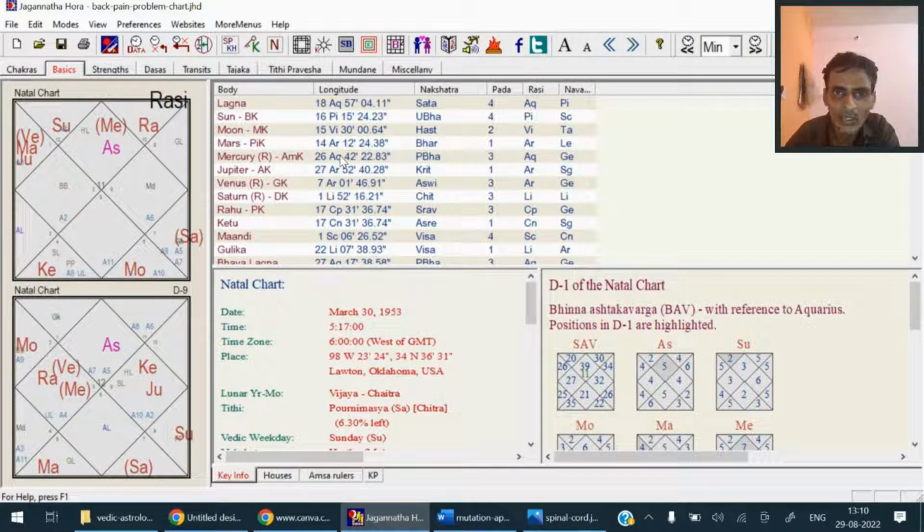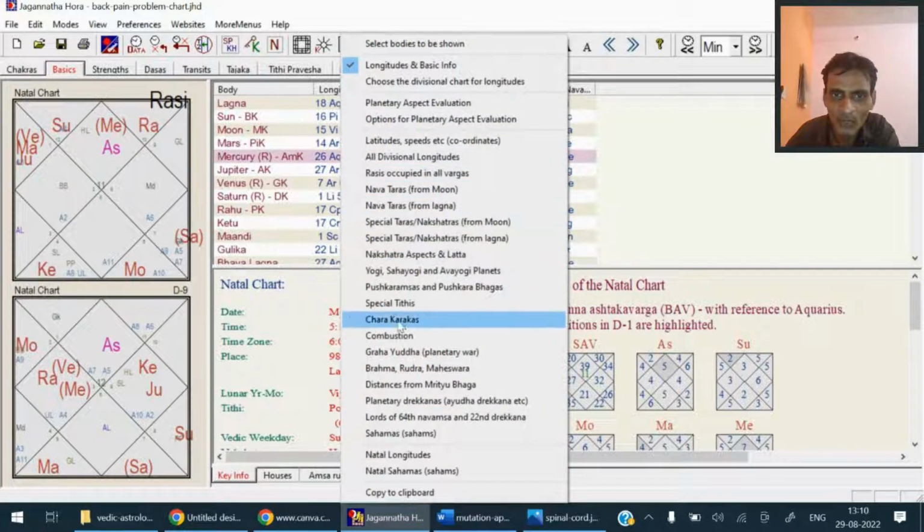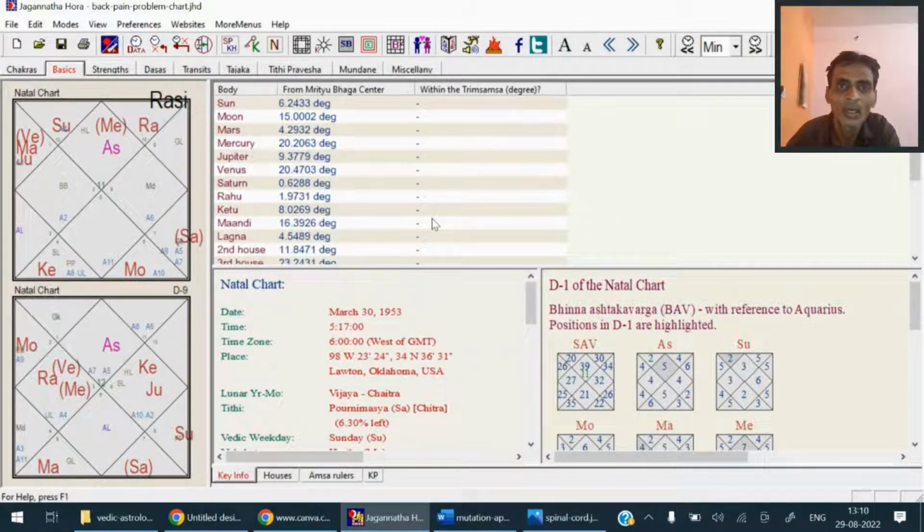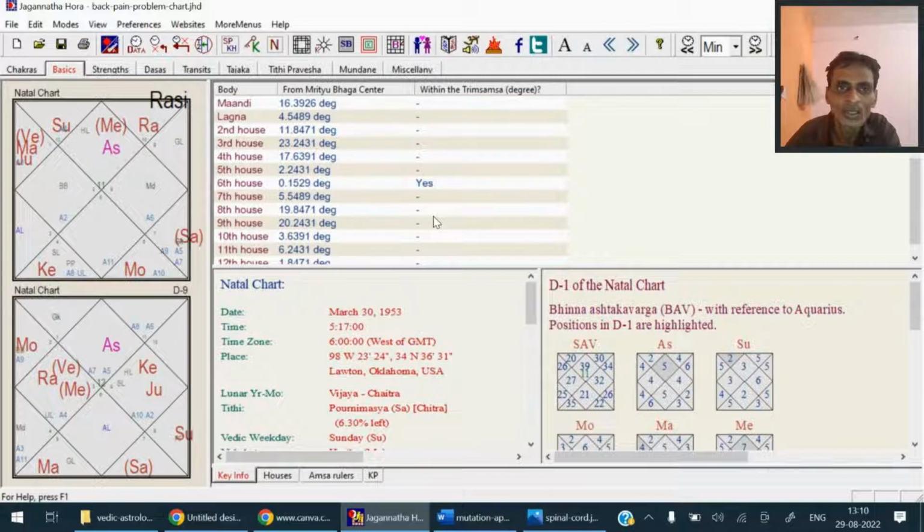Let us first analyze distances from Mrityu Bhaga. Just right click on the screen and select distances from Mrityu Bhaga. As you can see, beside the sixth house, yes is written, from Mrityu Bhaga center within the trimsamsa degree. Since yes is written beside the sixth house, it simply means the sixth house is falling under Mrityu Bhaga.